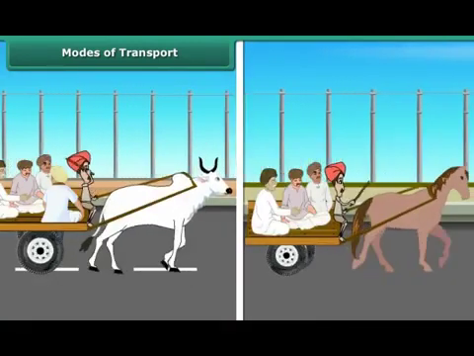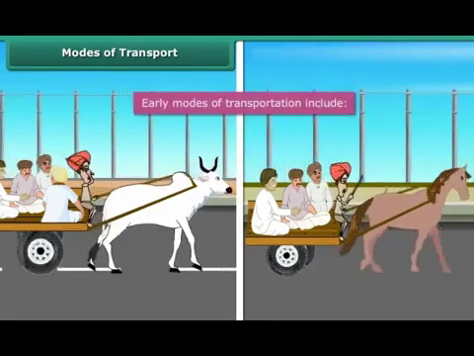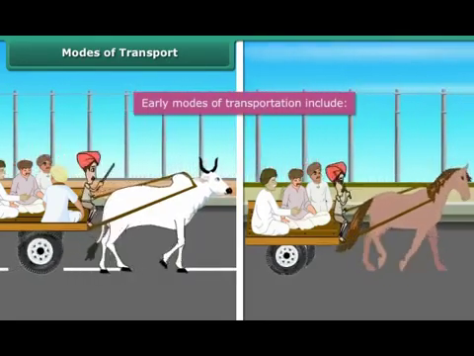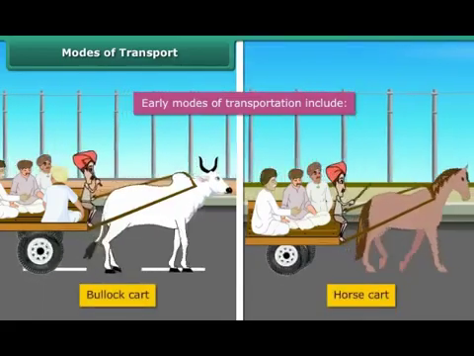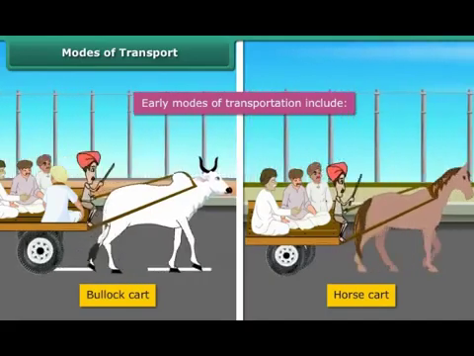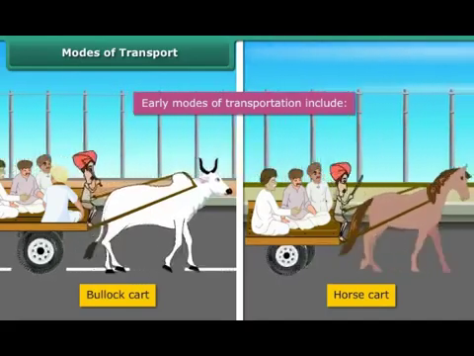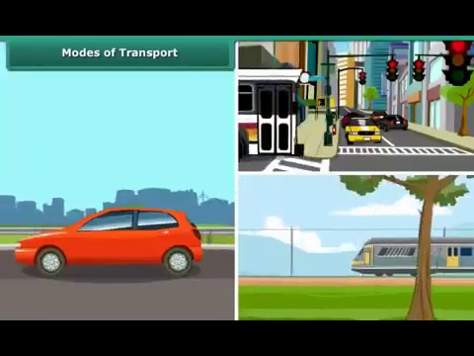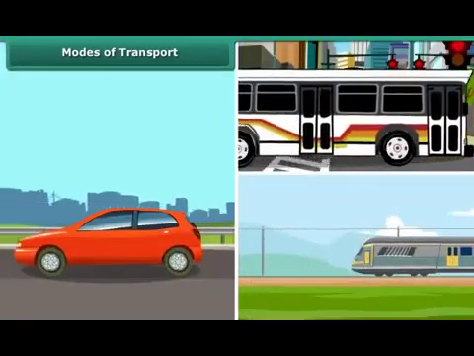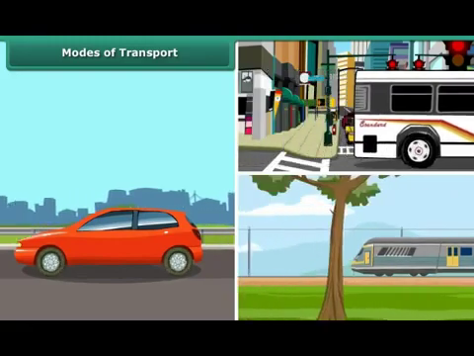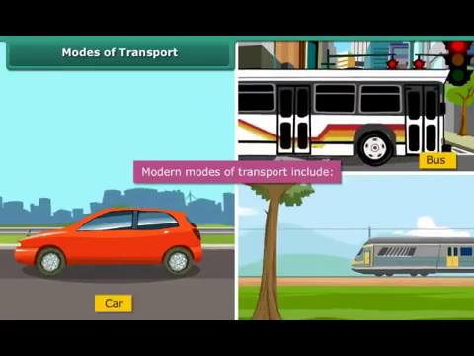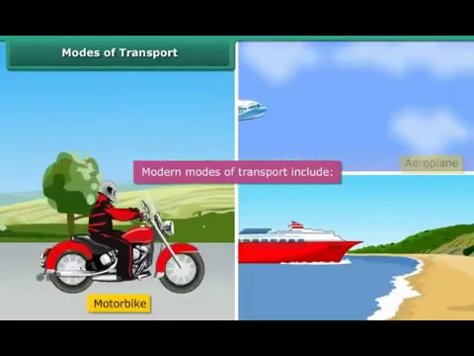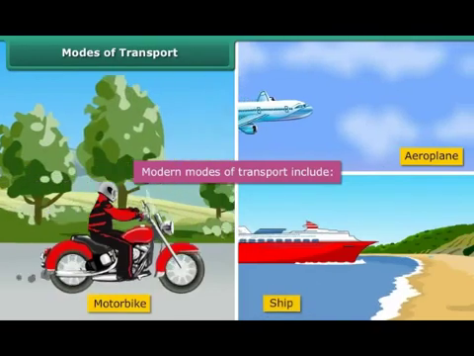Modes of transport. Have you wondered how people traveled in the earlier days? In the early days, people always used animals to travel from one place to another. For example, bullock cart, horse cart, etc. Can you imagine using a bullock cart to come to school every day now? Nowadays, we have progressed and learnt we can use fuel and natural resources to create better modes of transport. Hence we now have cars, buses, roads, railways, motorbikes, aeroplanes, ships, etc. to travel.